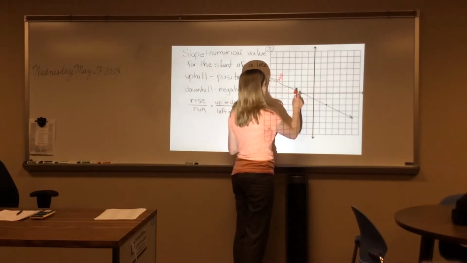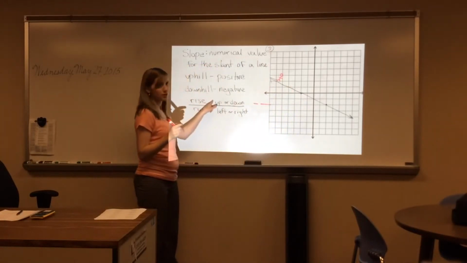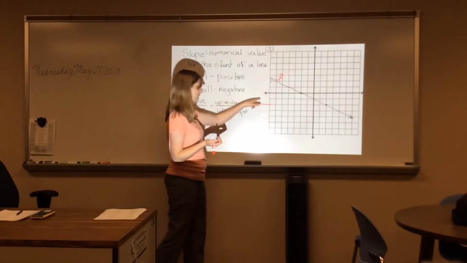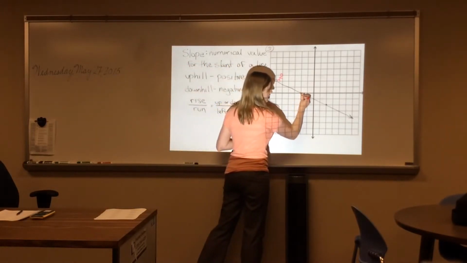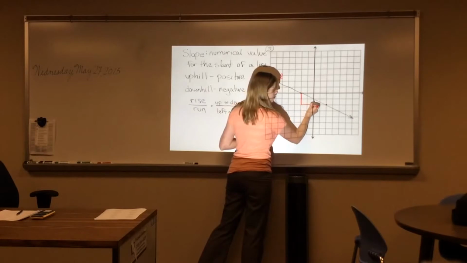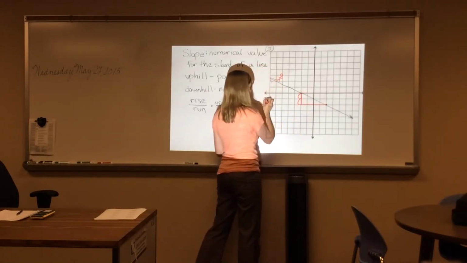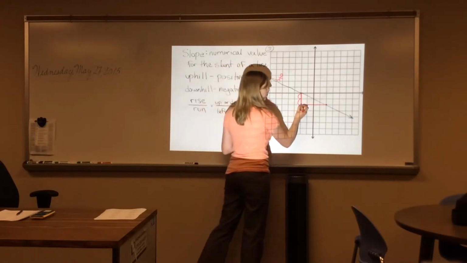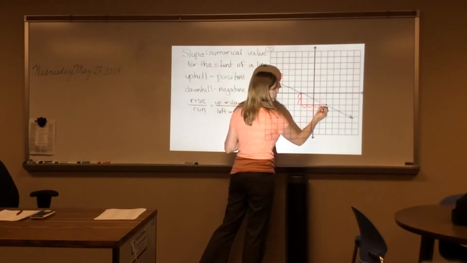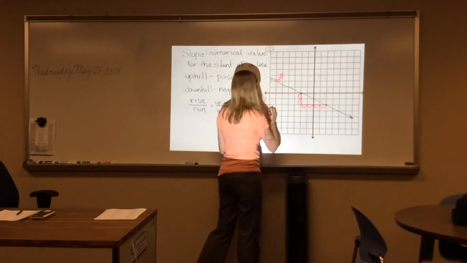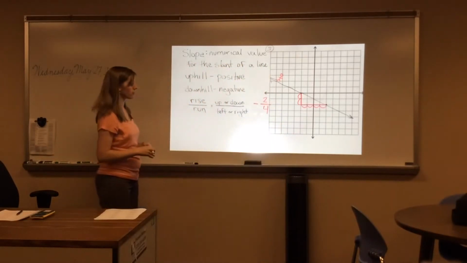Starting at my furthest left point, remember, go up or down first, because that's what you just naturally want to put at the top. So we're going to go down this time, and then to the right. So I count down 1, 2 places, and then I count over to the right, 1, 2, 3, 4. So my slope is negative 2/4.